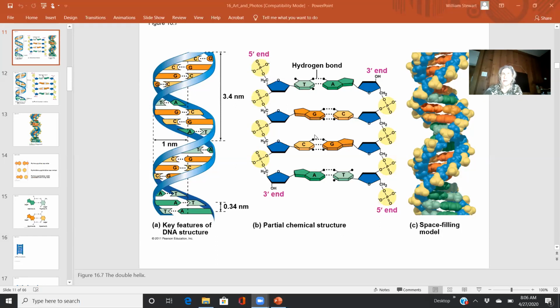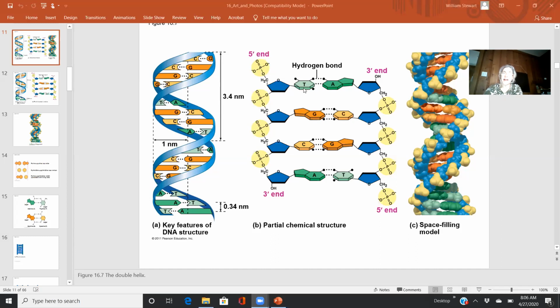This is the chemistry model, right? And this part of it shows each of the nucleotides. So remember, a nucleotide has a nitrogenous base, sugar, and a phosphate. In this case, the sugar is deoxyribose.